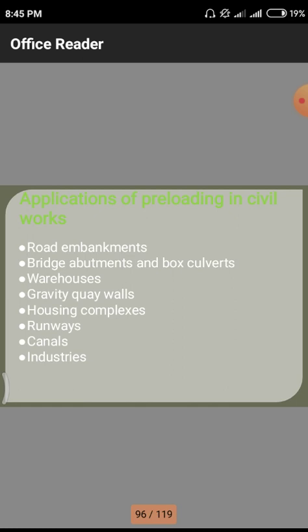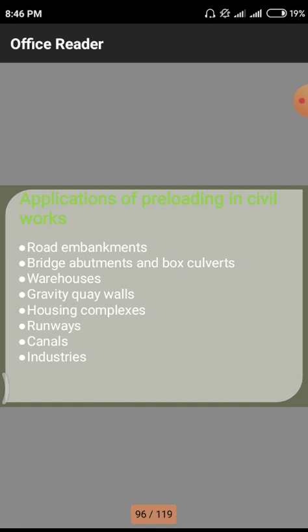Next one we are having is powerhouses. These are the structures observed particularly in the case of dams, where we store a huge amount of water, and we use that water to generate power. That means hydraulic power. In those hydraulic powerhouses normally we are using this philosophy. Next one, gravity quay walls.